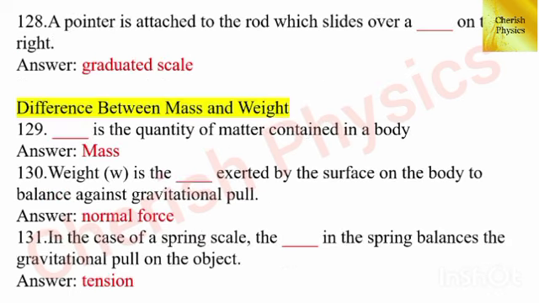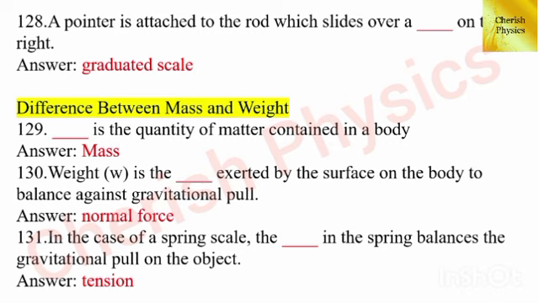Proportional increase. A pointer is attached to the rod which slides over a graduated scale on the right. Mass is the quantity of matter contained in a body. Weight is the force exerted by the surface on the body to balance against gravitational pull.